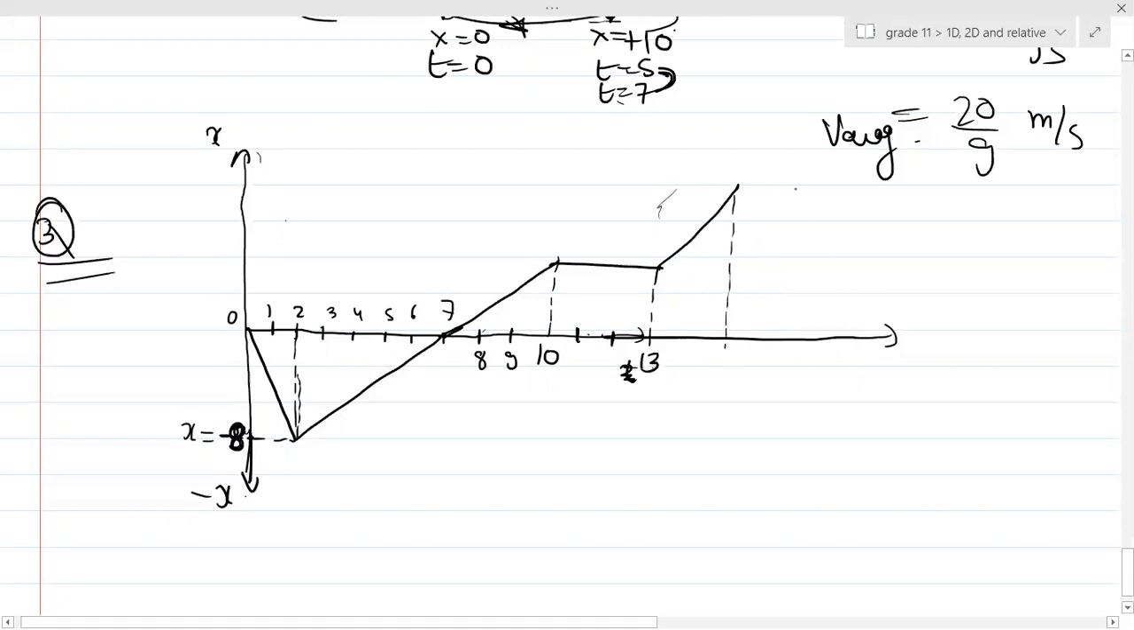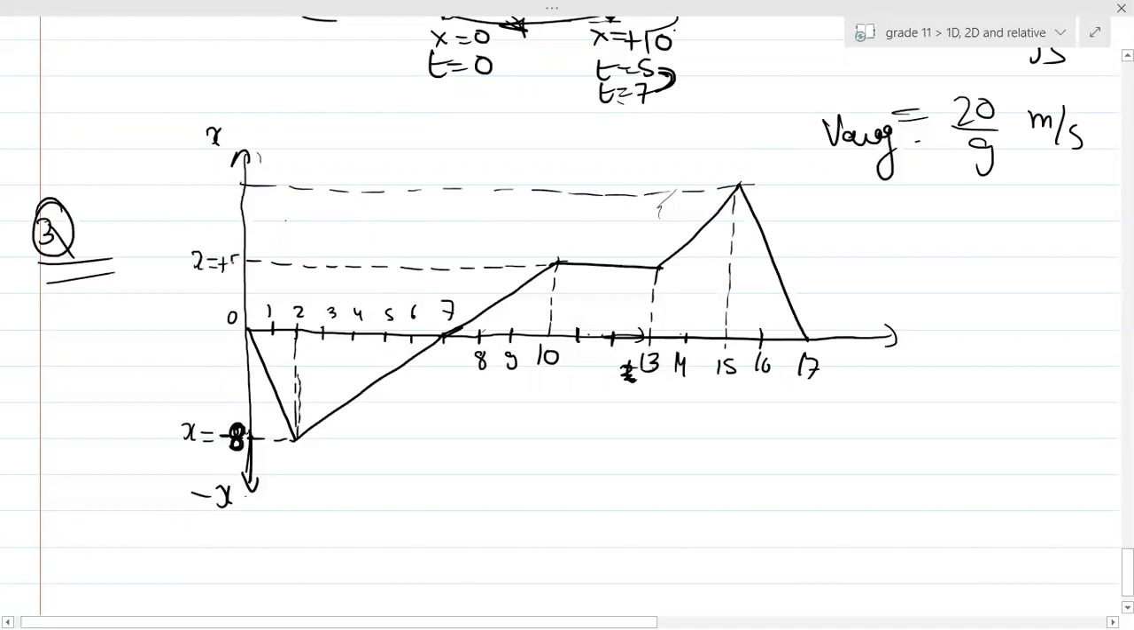Sir, I don't have enough space in my page. It's okay. The diagram, make a new diagram. No problem. 14, 15, 16, 17. Basically, it will cover everything which is there. Okay. So this is x equals plus 5.